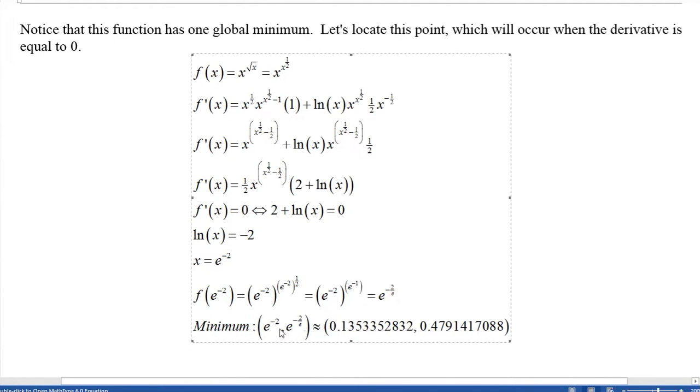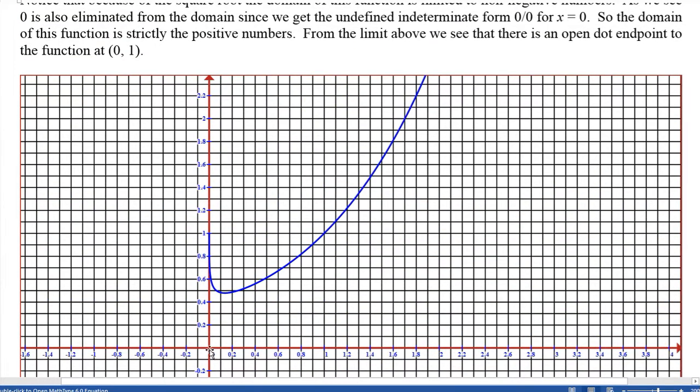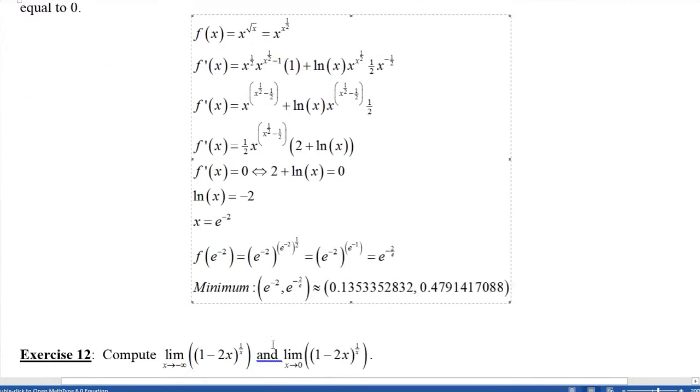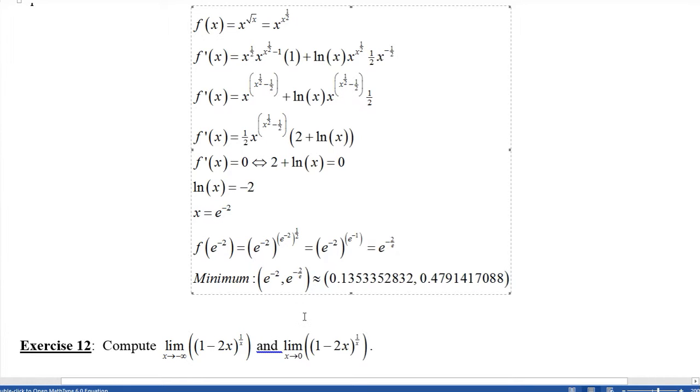And if you put these in a calculator, you're going to get decimal approximations something like this, about 0.13 here and about 0.48 here. Yeah, that looks about right. So that's our local and global minimum, and so the range there is from e to the -2 over e up to infinity. Alright, let's try another one.